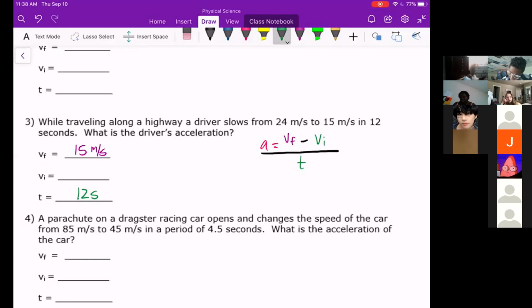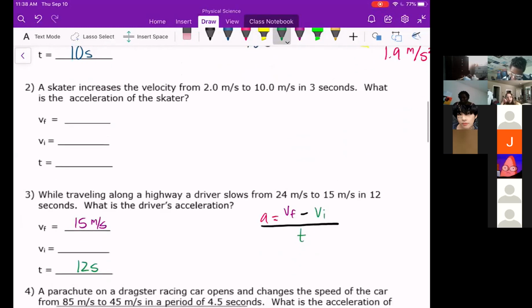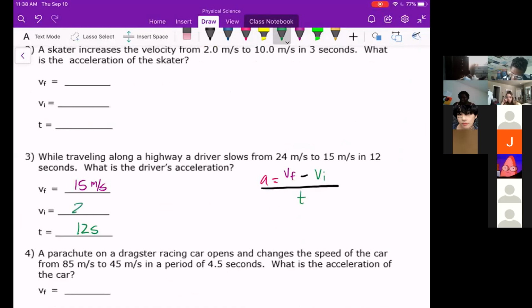What color is that? Oh, I mixed up my colors in there. This is supposed to be 24. This is blue. I'm just trying to color coordinate in case some of you guys are more visual, okay? All right, so there we go. So this is 24 meters per second. All right, great. So now I'm plugging in.